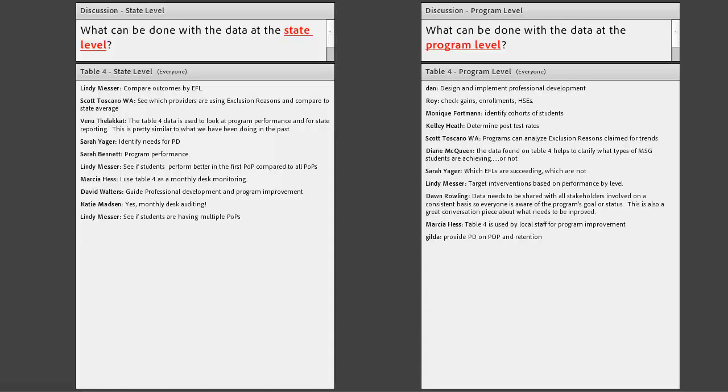Let's see. Lindy says, see if students are having multiple POPs. That's a great one to use it for.